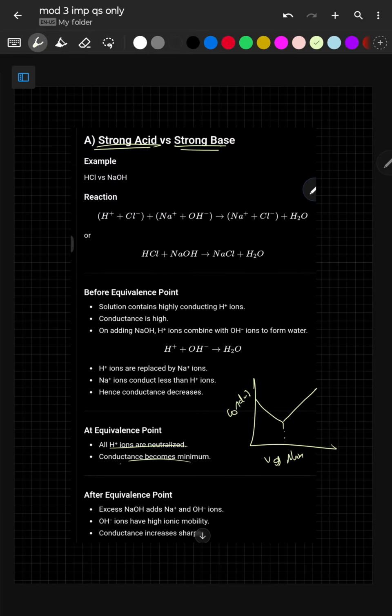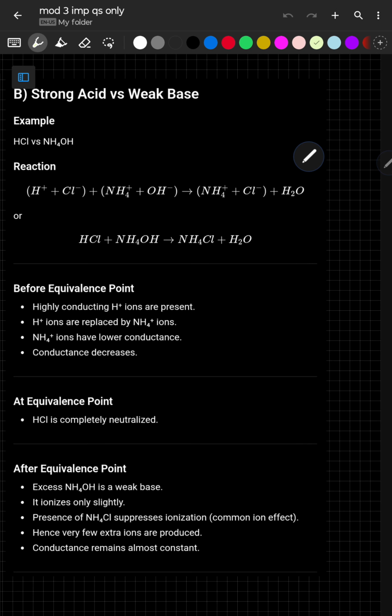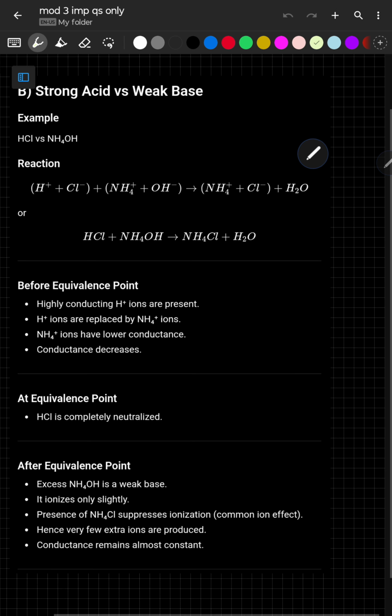Okay. First case is strong acid, strong base. I hope you have understood it well. Let's come to the second case, that is strong acid and weak base. Example, what are we taking? HCl and NH4OH. Revolve around these only.